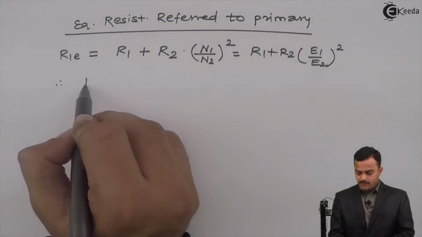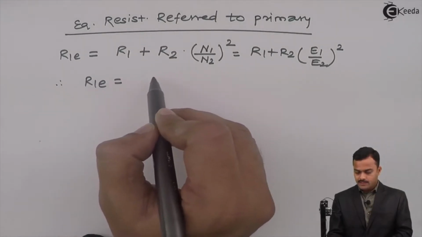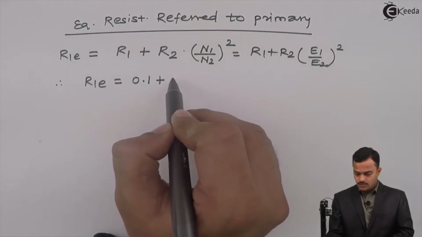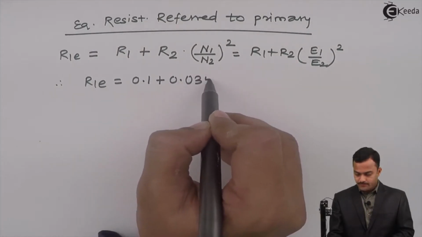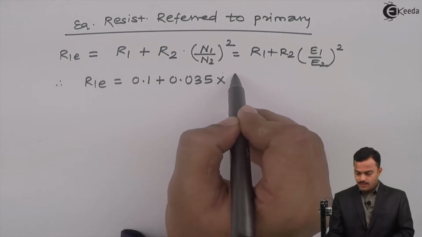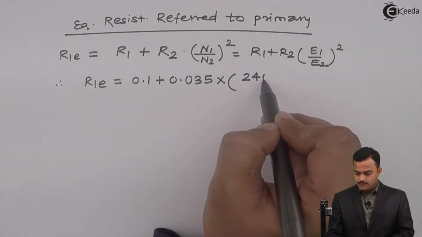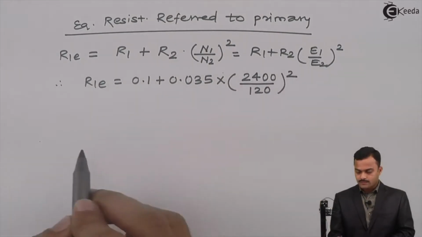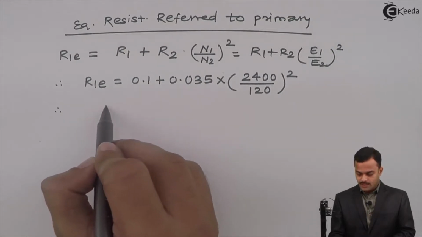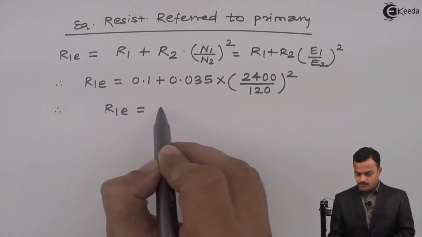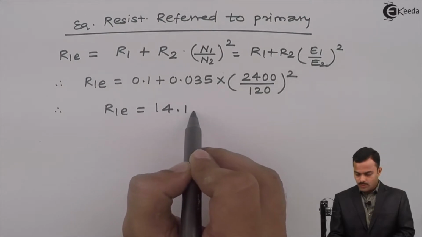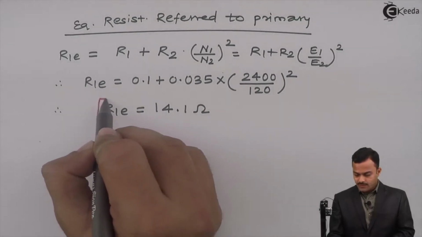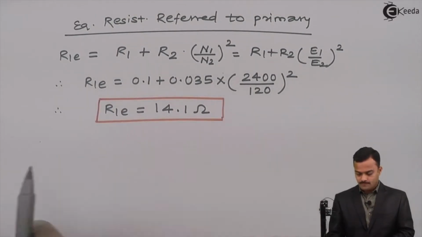So if I substitute the values given, I will get R1E equal to R1 is 0.1 plus R2 0.035 multiplied by E1 is 2400, E2 120, squared. So if you solve this, you will get R1E equal to 14.1 ohm, which is nothing but the equivalent resistance referred to the primary side.